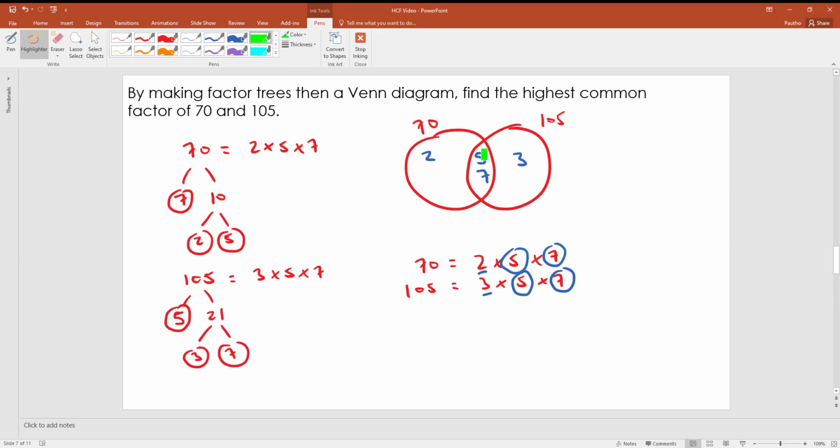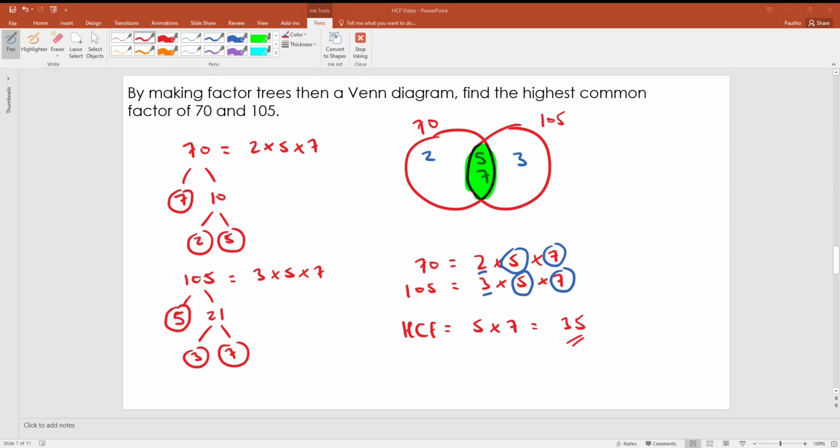With the HCF, the bit in the middle. So the HCF this time is going to be 5 times 7, which is 35. Okay, so that's easy. Make the trees, draw the Venn diagram, and find the bit in the middle.